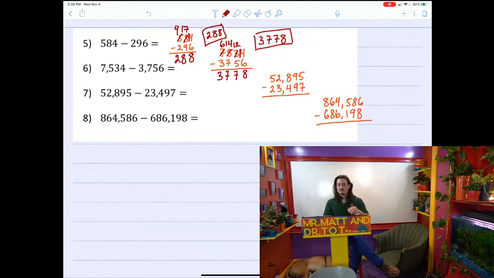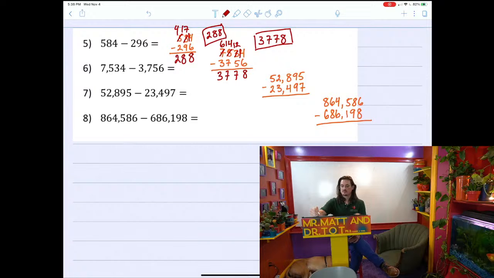Okay, so number 5 asks 584 minus 296. So we're going to have some regrouping that occurs here. When we try to subtract the ones digits, 4 minus 6 we can't do because 4 is smaller, so we're going to have to borrow from that 8. That 8 becomes a 7 and the 4 becomes a 14. So now we have 14 minus 6, which will be 8.